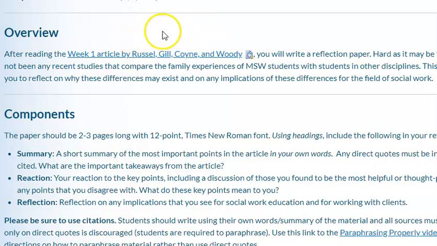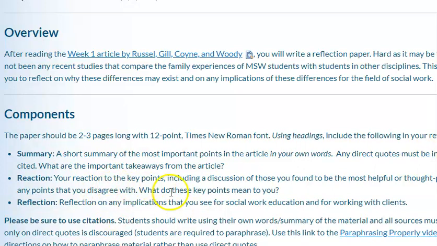This is the one by Russell, Gill, Coyne, and Woody that talks about students that come into the MSW program and some of the issues that those students have experienced coming into the program versus other majors. So you're going to do a short summary of the most important points in the article in your own words. If you use direct quotes, remember that you have to indicate the direct quote in quotations and also the page number that you're taking that direct quoted information from.